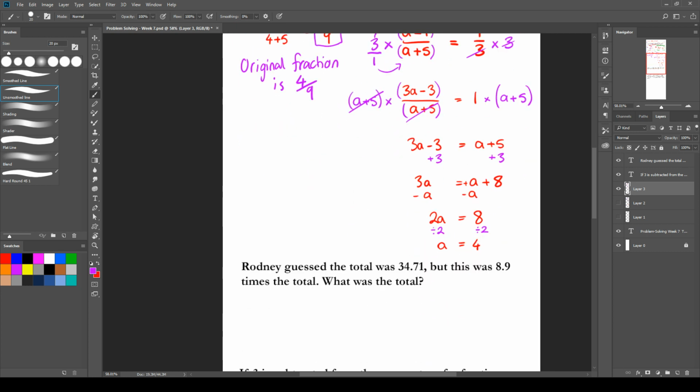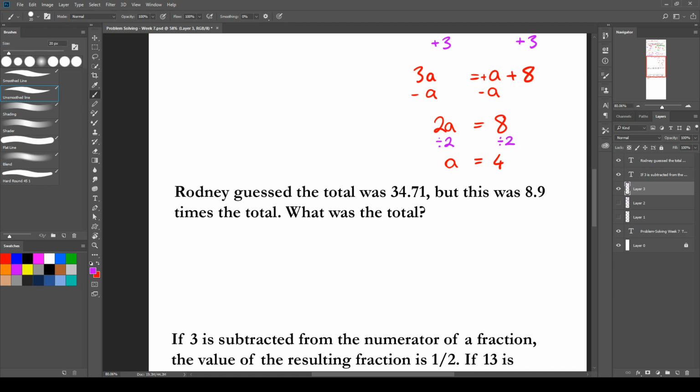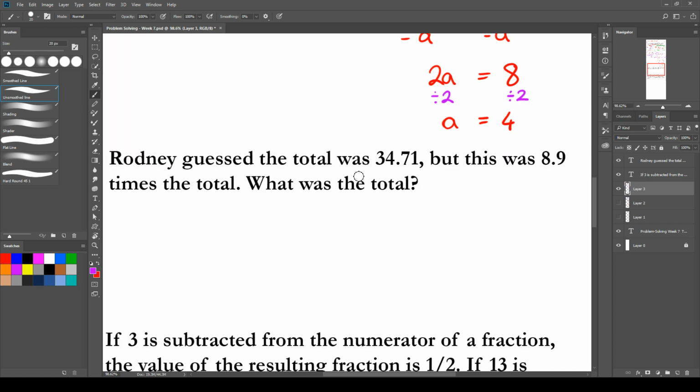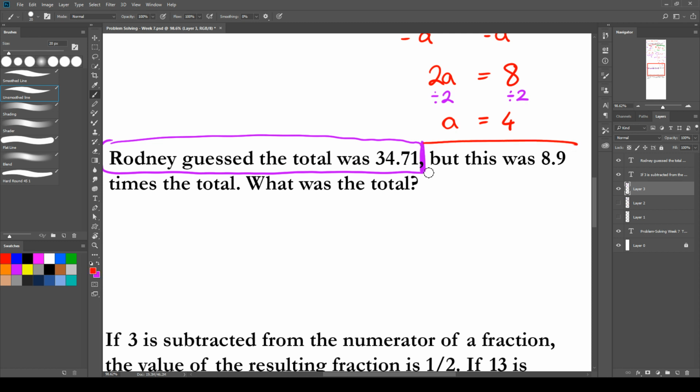The second question, which was a lot easier. Here we can see, like I mentioned before, that I like to cut it up into sentences or phrases. So here I've got a phrase: Rodney guessed the total. See the comma there? If I cut it off at the comma, Rodney guessed the total was 34.71. And then I've got a second sentence here, but this was 8.9 times the total. And they want you to find out what the actual total was. So I can start translating this piece by piece into maths.